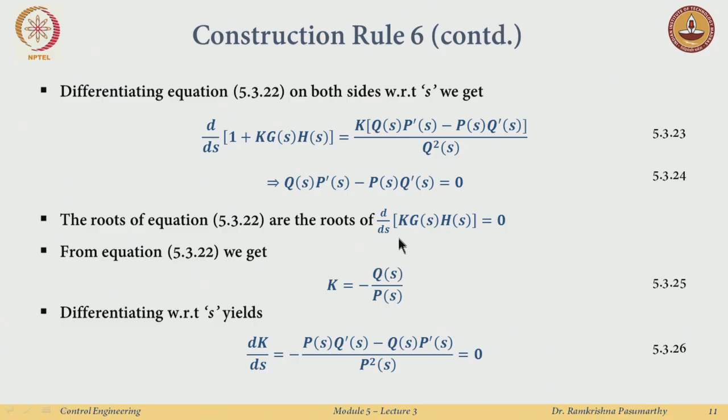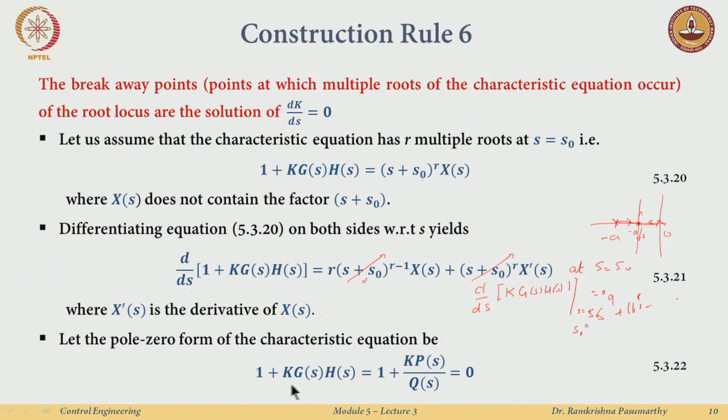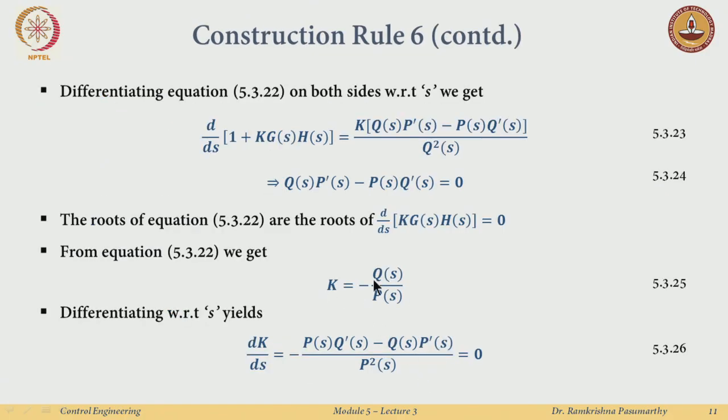Okay. Now, I can equivalently write my characteristic equation something like this. So, 1 plus k g times h, or 1 plus k p over q, I can just write it as k equal to minus q over p. Okay, that is the reason why we are doing this now.